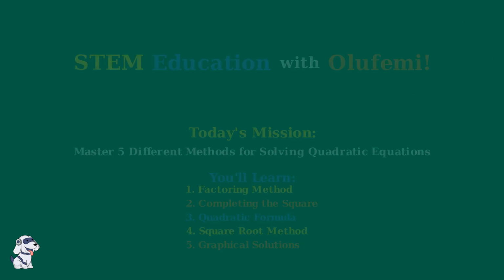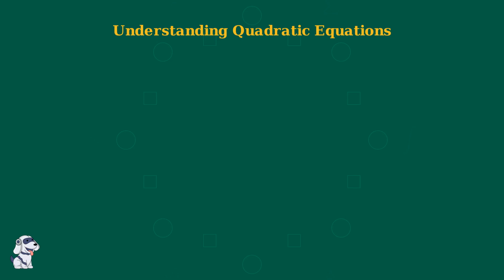Our first method is solving quadratic equations by factoring. This elegant technique transforms complex equations into simpler, solvable forms. A quadratic equation is a fundamental concept in algebra that appears everywhere in mathematics and science. Understanding what makes an equation quadratic is essential for solving many real-world problems. Let's start by defining exactly what a quadratic equation is and examining its key components.